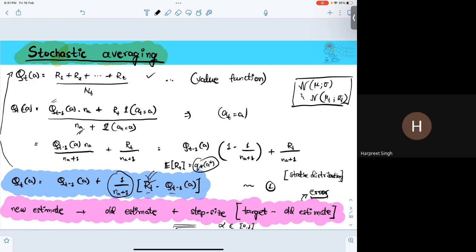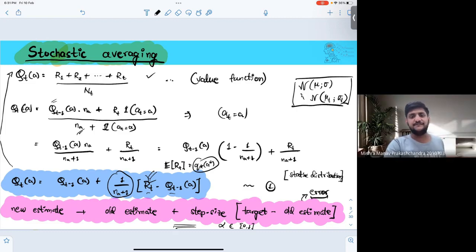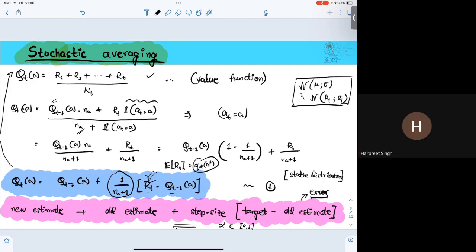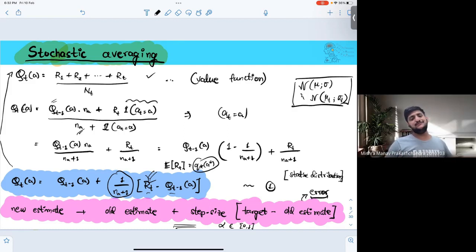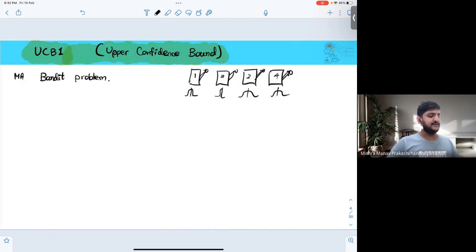And this is done for each of the arms. If that particular arm is not pulled at that time step, then this quantity over here, the second line, becomes 0. So there is no update. My Qt is equal to Qt minus 1.